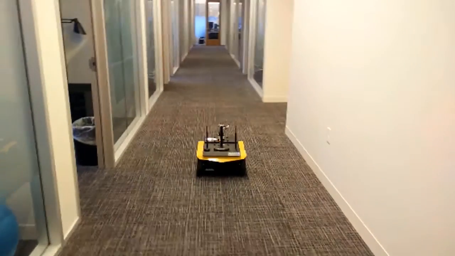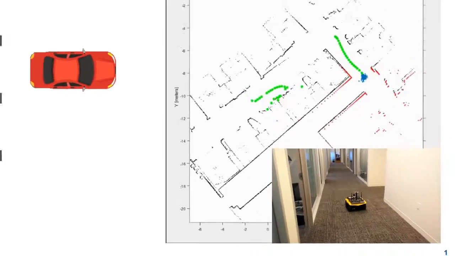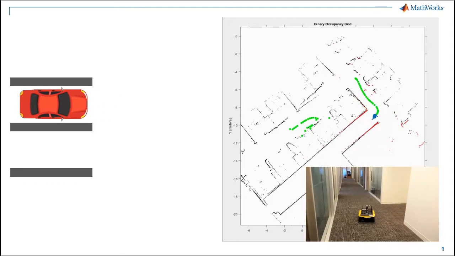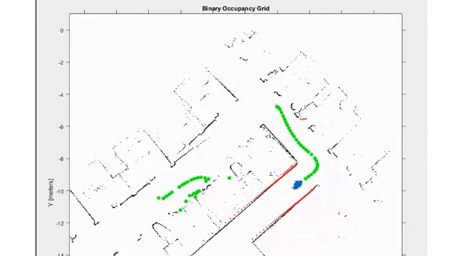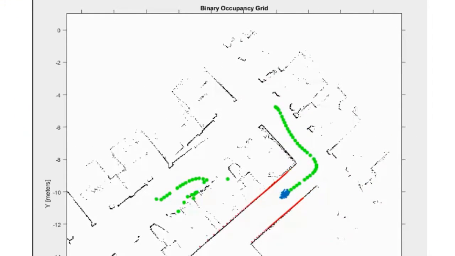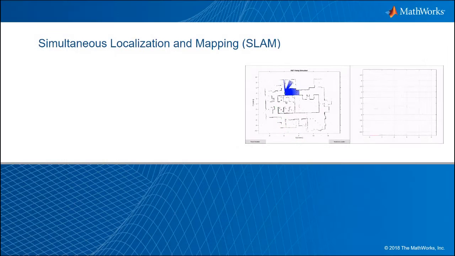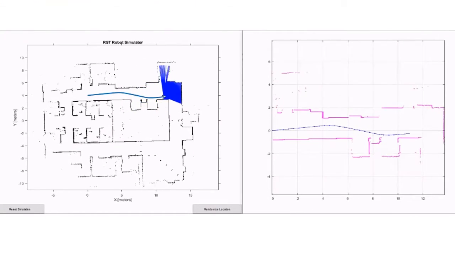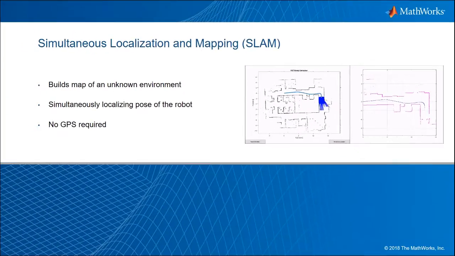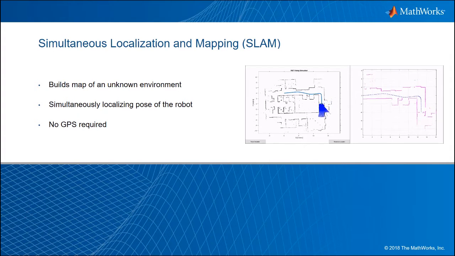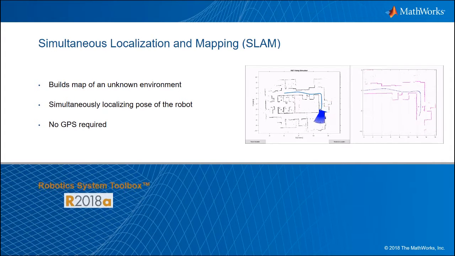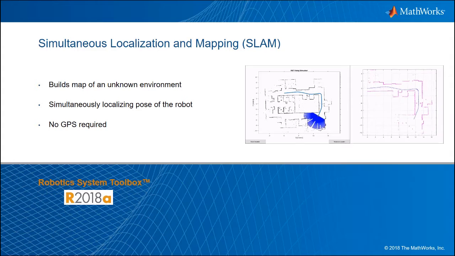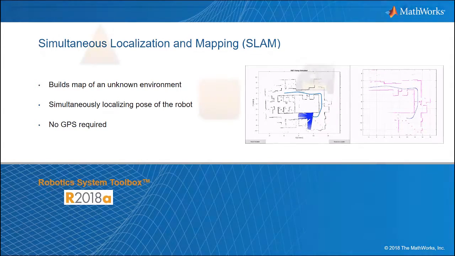If you want to autonomously navigate a ground robot or to park a self-driving car in an unknown environment, you need to first acquire a map of the environment while keeping track of the robot's location. Simultaneous localization and mapping, also known as SLAM, helps you to generate the map while simultaneously localizing the pose of the robot relative to this map without the need of GPS. This video is to introduce SLAM implementation with Robotics System Toolbox in the 2018a release of MATLAB.